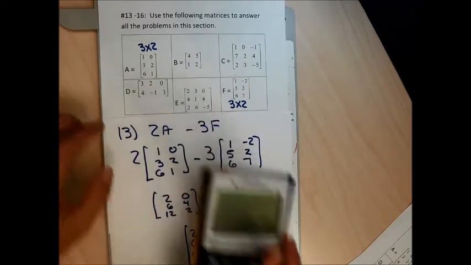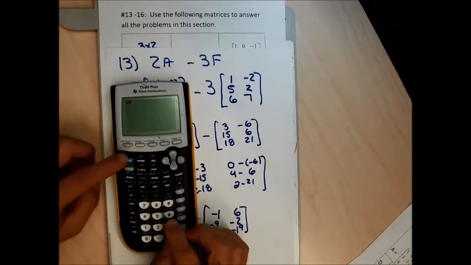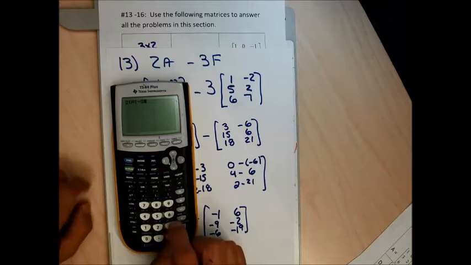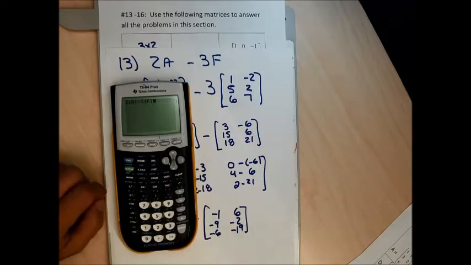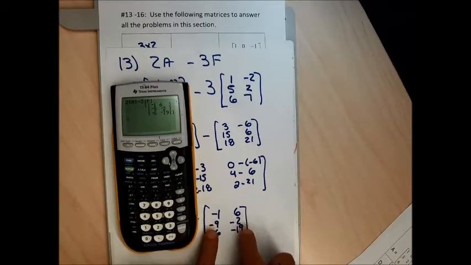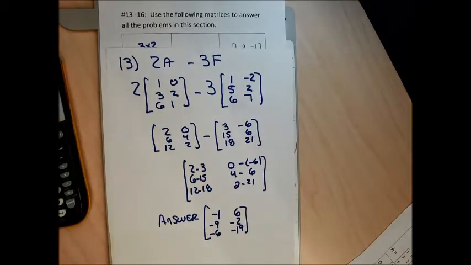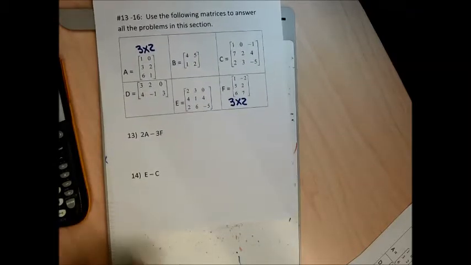Now I'm going to enter 2A minus 3F by going 2, second matrix names A, minus 3, second matrix names F. There's 2A minus 3F. Hopefully I see negative 1, 6, negative 9, 2, negative 6, negative 19. Perfect. Did it fine by hand. 13 through 16, these grunge problems you can do on your calculator, they're just not that important.